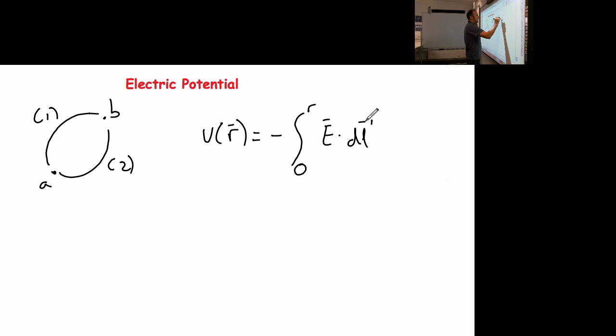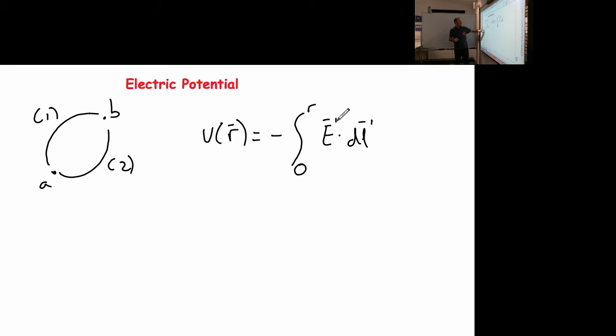And we should have a prime up here since we're talking about the source. The negative sign essentially tells us that the electric field is pointing in the direction of decrease for V. So that's our electric potential.